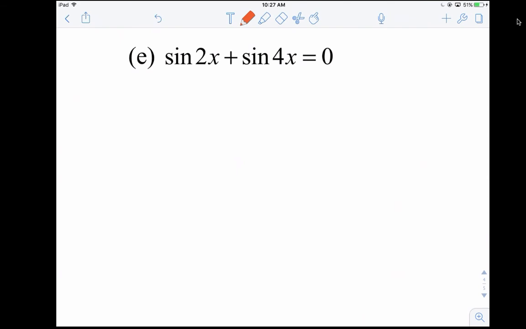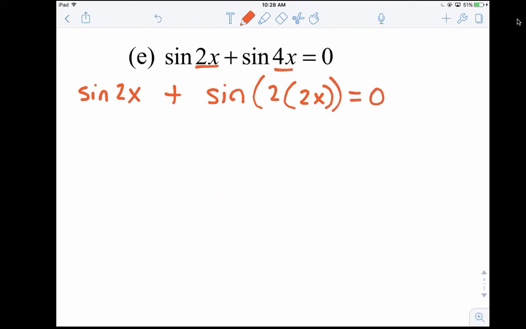Now this one we kind of covered in class. It was a little bit difficult. So again, you have double angles going on here. So if I change sine of 4x, that's going to be sine of 2 times 2x.